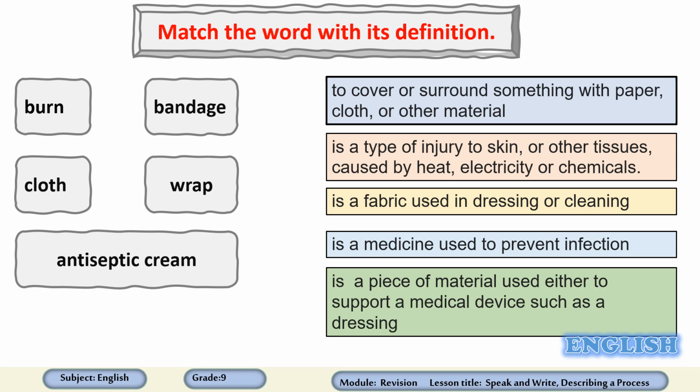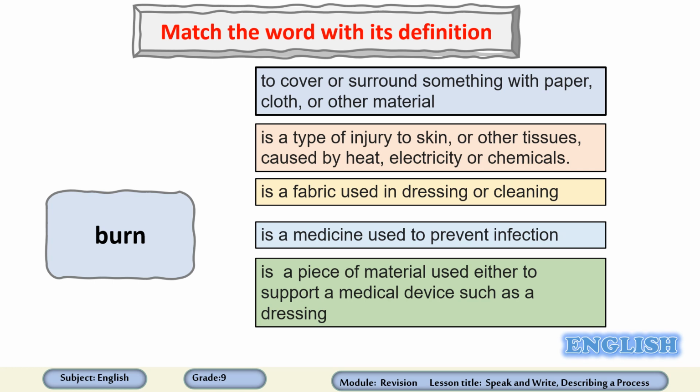Match these 5 words to their definitions: burn, bandage, cloth, wrap, antiseptic cream. Read the definitions and find the clues that are related to these 5 words. Let's match the first word, burn, to its definition. But before doing that, look for a clue word that refers to a burn.